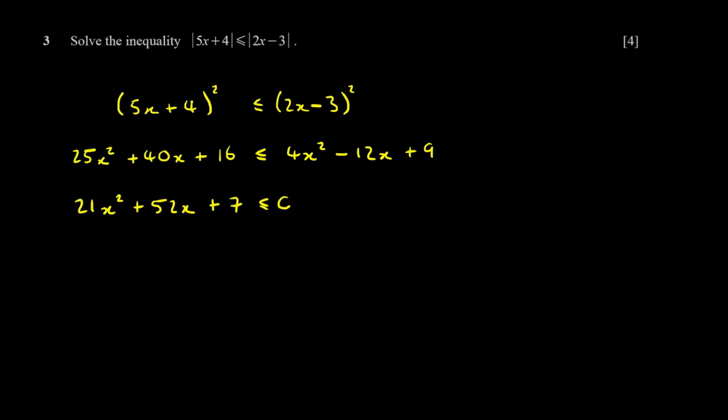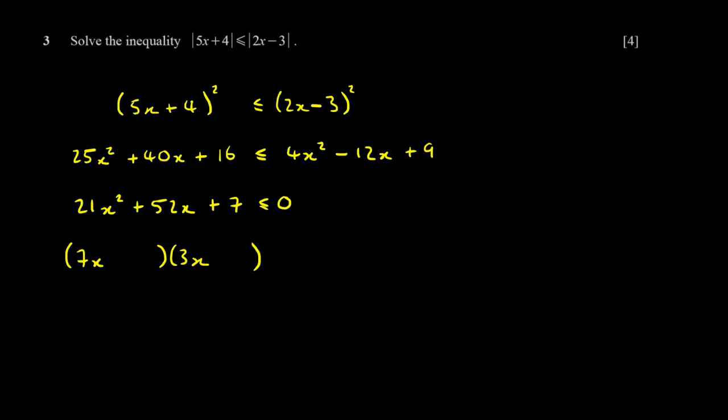Now, we probably want to try to factorize this if we can. And we've got 21x squared here. So 21 factors to give 7 and 3. So we're going to try putting 7x and 3x there. And then remember that the numbers that we put here are going to have to multiply together to give 7, and they're going to have to combine in such a way that we're going to get plus 52x.